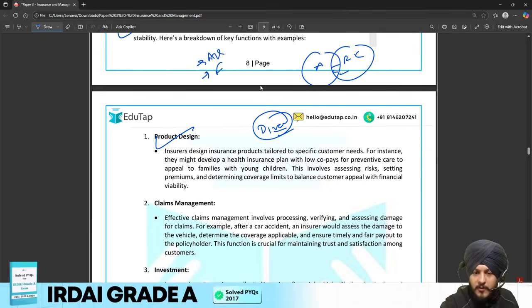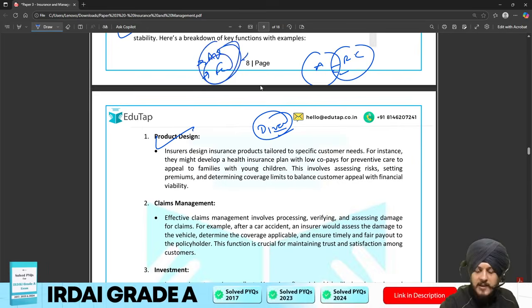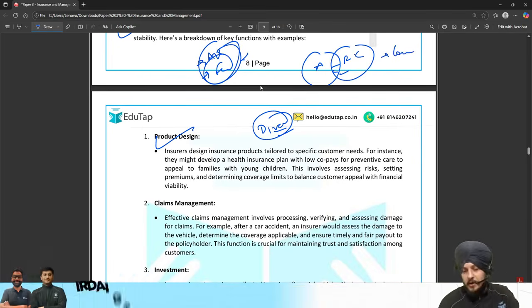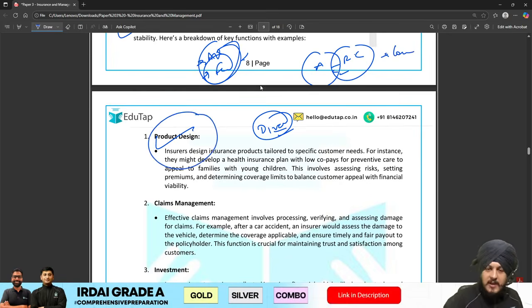For example, the family of the person, right? For example, I would say medical history. For example, the coverage limit. Different types of things can be considered while designing a product, and you could have discussed those things in a very, I would say, precise manner.